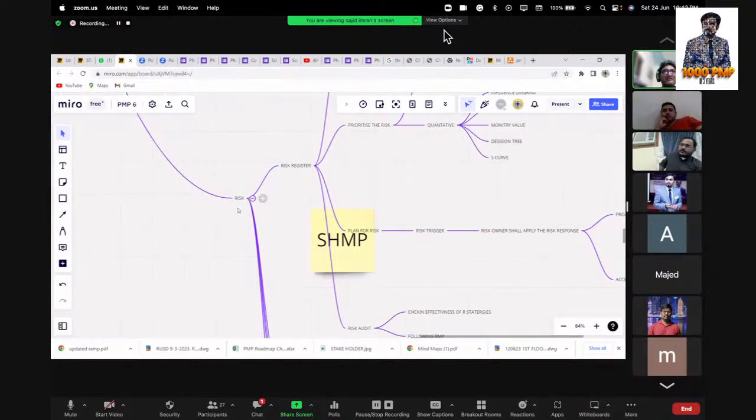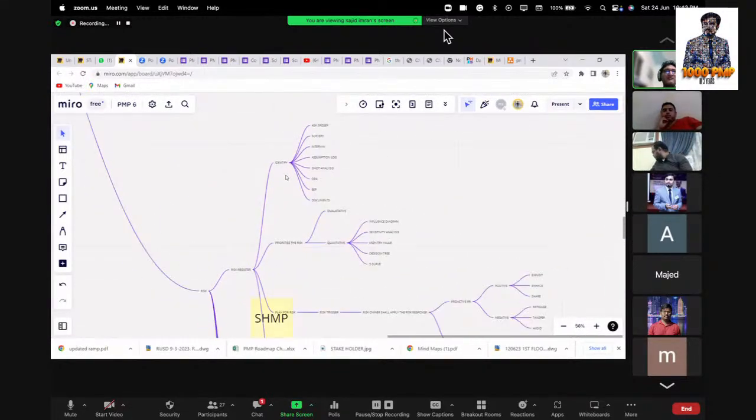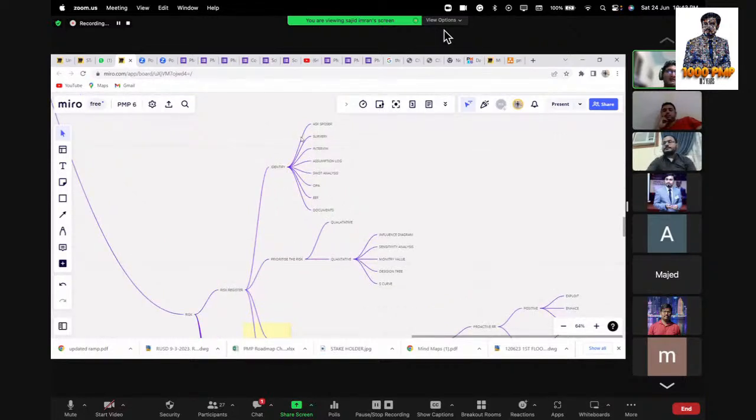Then we have risk. In risk, we have the risk register. We do identification, same as we do for the stakeholders. We identify the available risks in the project. Ask sponsor, surveys, interviews, assumption logs, SWOT analysis, OPA, EEF documentation is there. Prioritize the risk: qualitative and quantitative are there. In quantitative, we have influence diagram, sensitivity analysis, expected monetary value, decision tree, and S-curve over there.